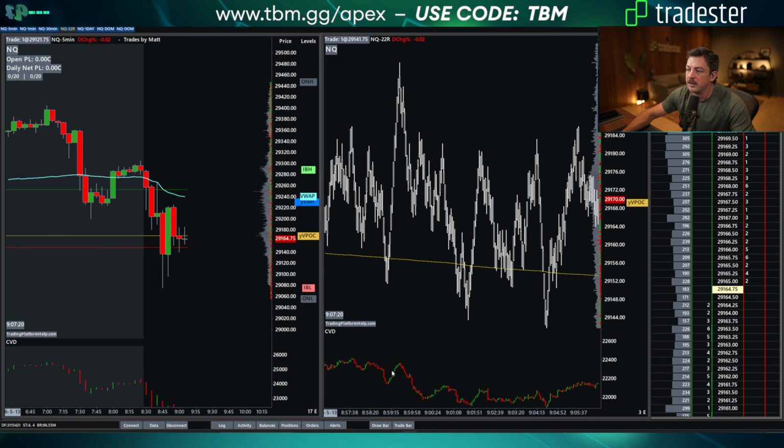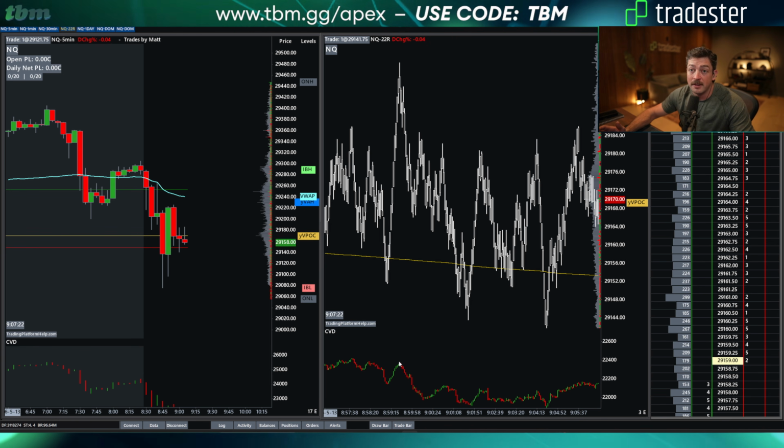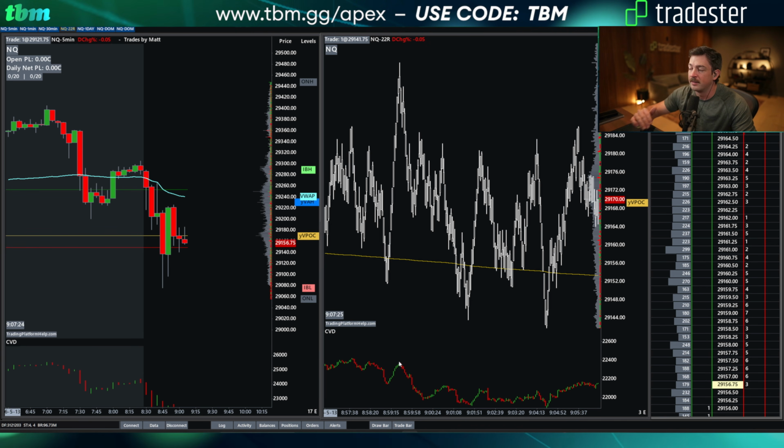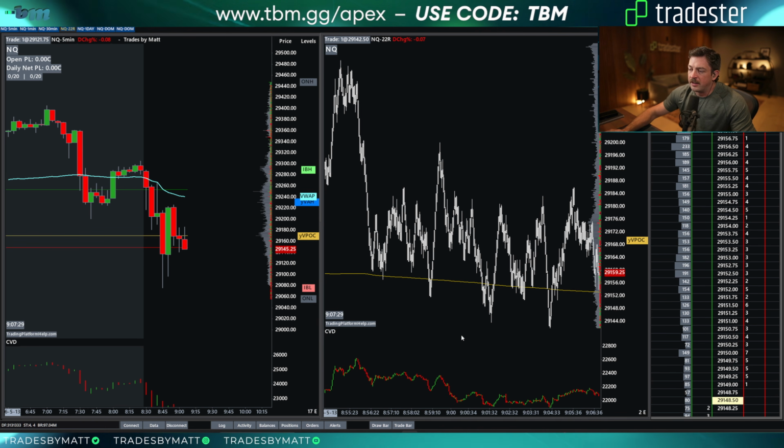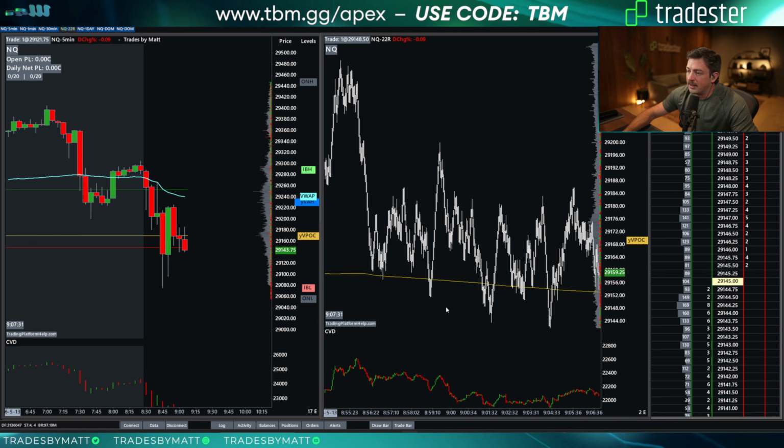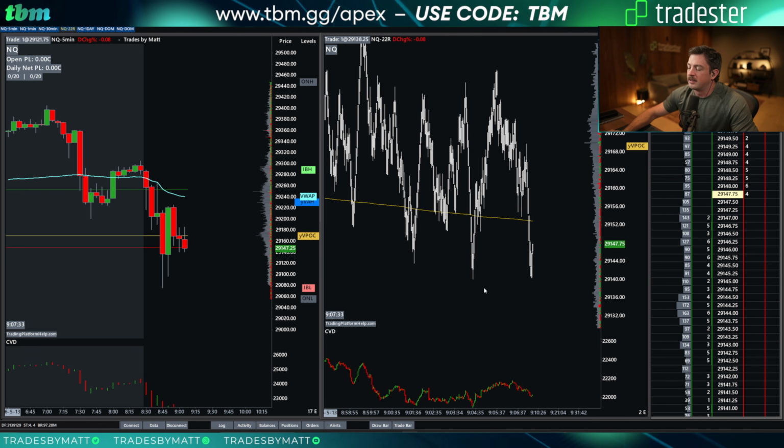When delta is going up, we know there are more buyers than sellers. At market, it's super important. This is market buying versus market selling. You will see some things, and the way that I really like to use it is the delta divergence.